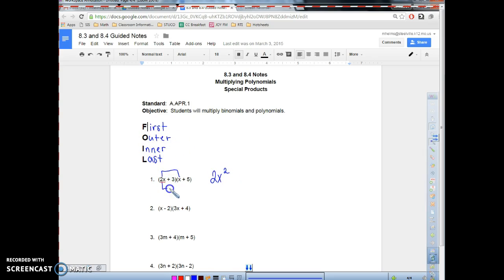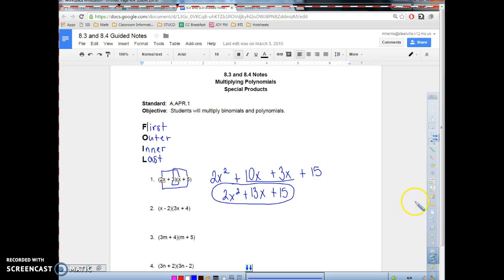O means outer. You multiply the outer two together. 2x times 5, 10x. Then I means inner. The inner is the closest ones together. So plus 3x. And then last means your last ones in each of the parentheses, 3 times 5, which would be 15. Your next step is to combine like terms. Our only like terms are our 10x and our 3x, so you have 2x squared plus 13x plus 15. And that's your answer for number 1.